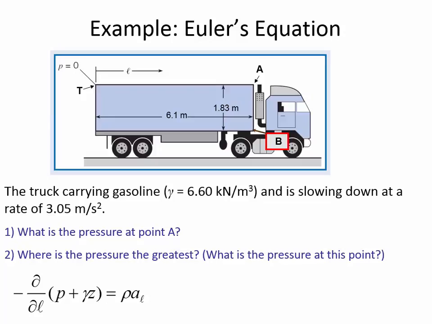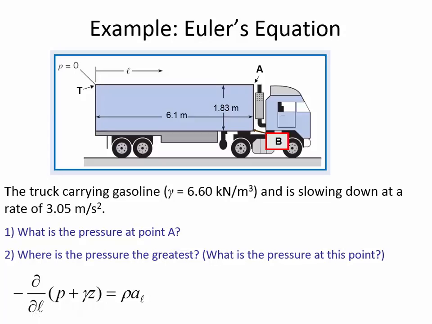Now we have to be really careful, since we assumed that positive x direction is to the right. When we substitute the acceleration into Euler's equation, we would use negative 3.05 as our acceleration, because its acceleration is to the left rather than to the right. Now, I'm not sure why a box truck like this would be carrying gasoline, but that's the example, that the fluid inside here has a unit weight of 6.60 kilonewtons per cubic meter, and then to make things even more perplexing, it's open to the atmosphere, like it's vented there at location T.